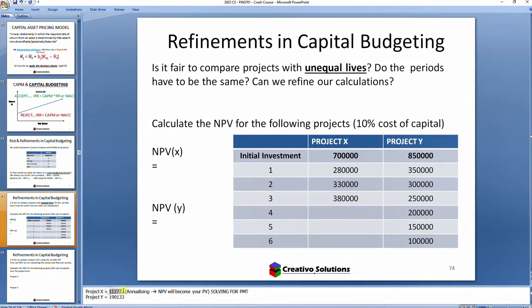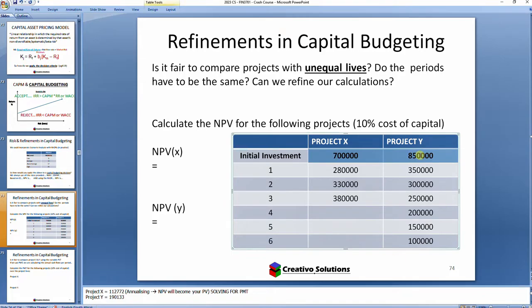Project X, if you do the calculation for NPV, you're going to get 112,772. If you work out the NPV for project Y, you're going to get 190,133. If you look at both of them, they're both positive. So you'd be inclined to accept X and Y. If you've got enough capital, again, this speaks to that capital rationing that we spoke about earlier.